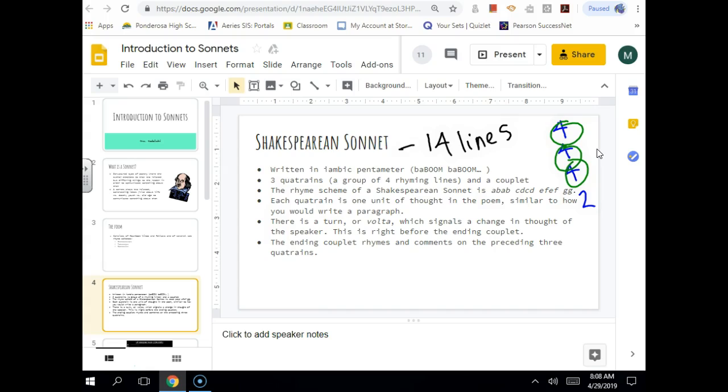This one is a word you guys need to know for the future because your teachers will not review it. A volta. Okay. It's a turn. So it signals a change in thought of the speaker. This is right before the ending couplet. So what the author does in a sonnet is they're talking about something, right? And then all of a sudden they have an epiphany. And they're like, oh, okay, then they're going to make a turn and then have an ending thought. Okay? So the volta is just a turn or a change in thought.